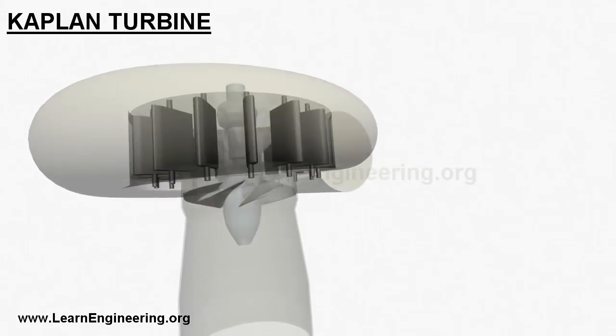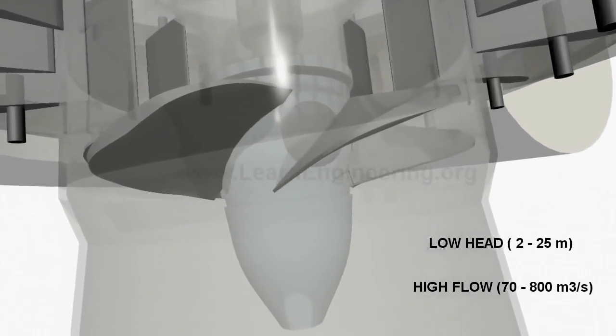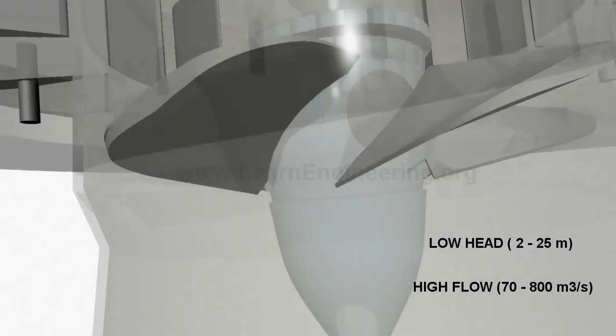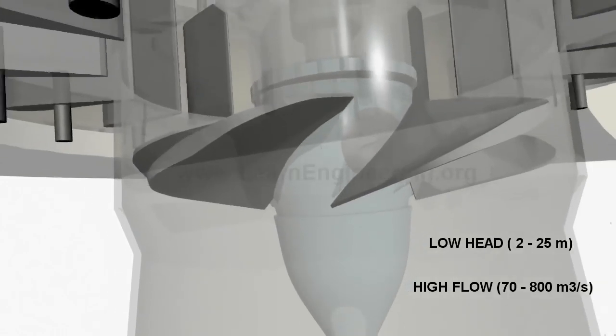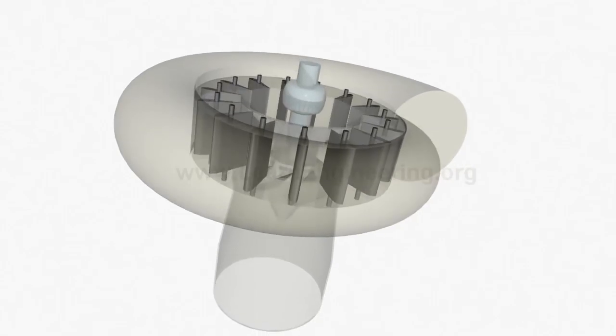Kaplan turbines are suitable for power extraction, when water energy is available at low head and high flow rate. Which means, they are suitable for operation, when water is stored in a big reservoir, at a relatively shallow altitude.